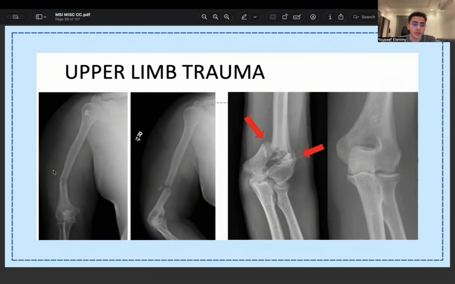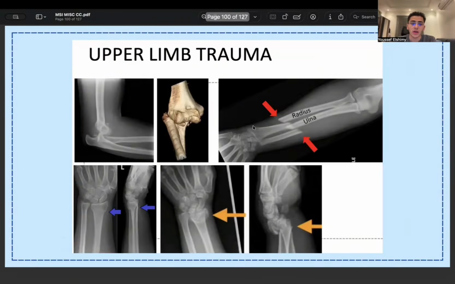What else? We could see mid shaft fracture of the humerus. We could see, for example, elbow fracture. As you can see, here's the elbow dislocation as well as fracture. The forearm might be affected. As you guys can see, the radius and the ulna are fractured. And here is the most common fracture in elderly, which is the distal radius fracture.